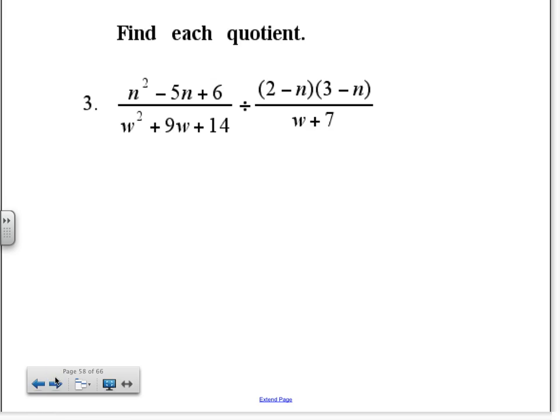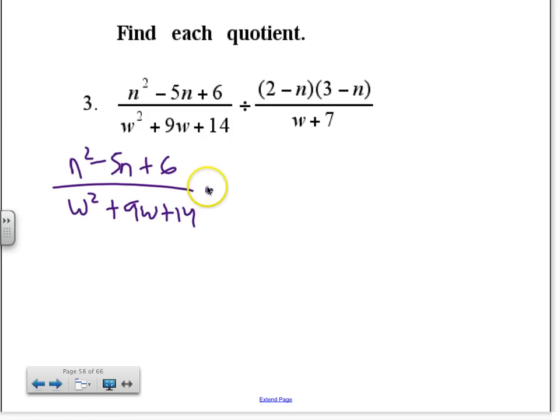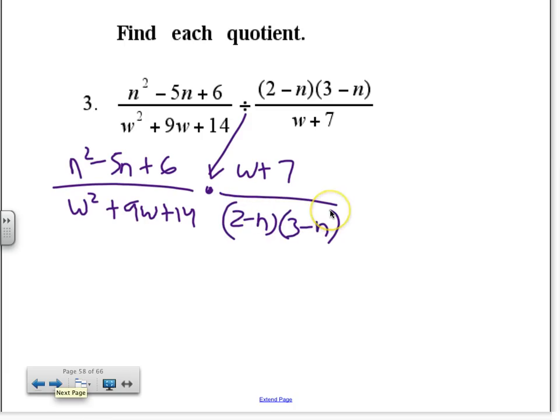Okay, moving on. And look, a simple problem like the other one. But this time, since I asked you to divide, and we know that when we divide fractions, what do we need to do? Reciprocal. Very good. So, if I were you, I would rewrite the problem first before I do anything else. So let's rewrite. I got n squared minus 5n plus 6 over w squared plus 9w plus 14, times, you see it? Now w plus 7 going on top, and the bottom, over 2 minus n and 3 minus n. There it is.